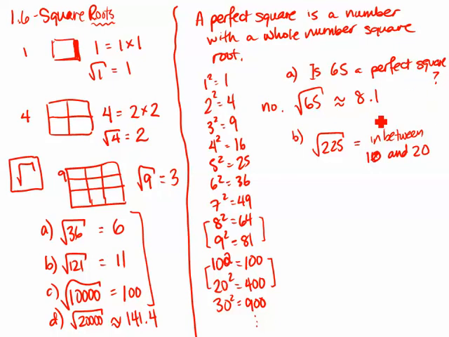But here, if I tell you that 225 is a perfect square, then I can guess. Look at the last number. The last number is a 5. The only whole number that gives 5 as a last digit is 5 squared. So my estimate is 15.